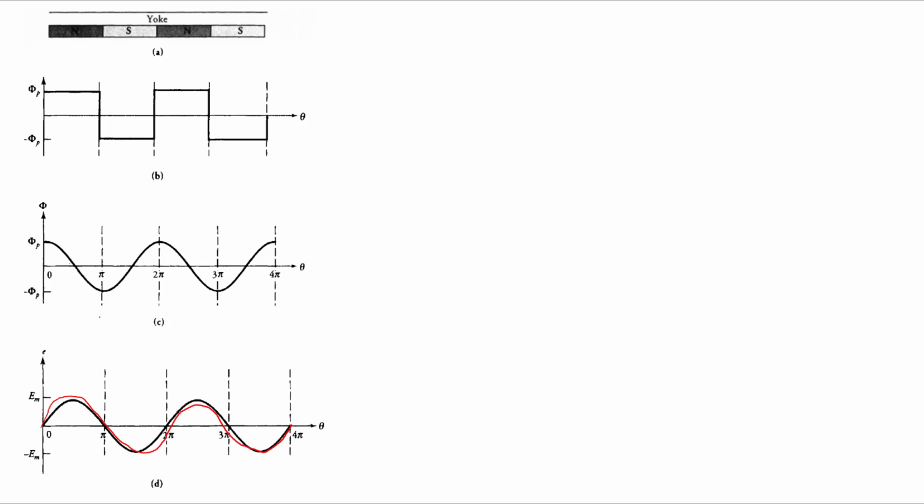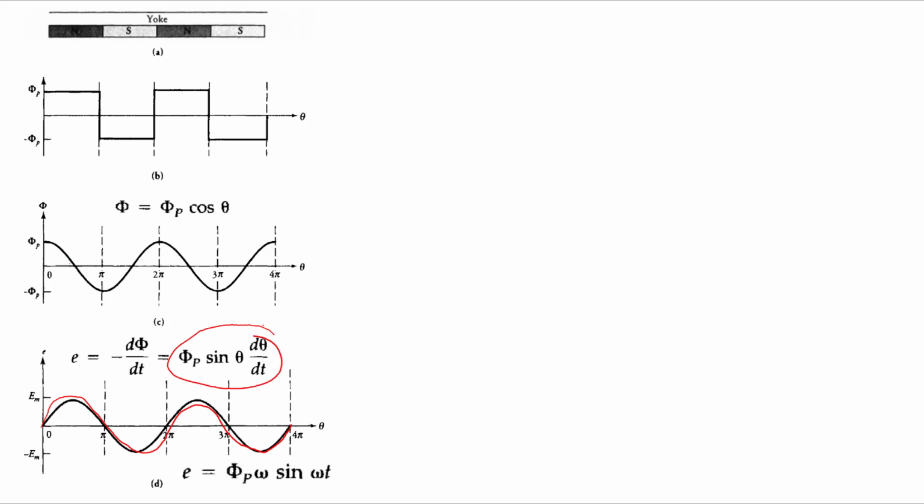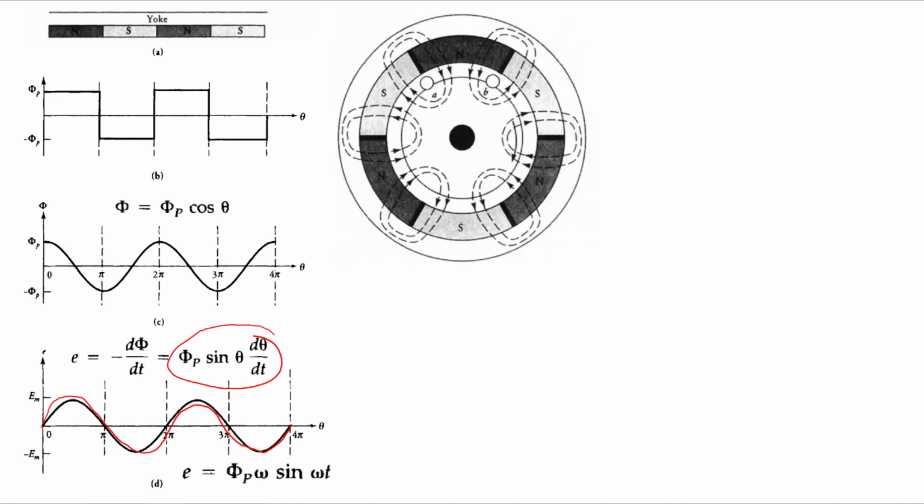EMF is lagging. EMF is lagging to the flux, right? So remember this, it is useful. So now this is your flux, this is your EMF. And we are getting the EMF in this form, that is phi p sin theta, d theta by dt. And when you substitute theta with omega t, omega is the electrical speed of the rotor, then we'll find phi p omega sin omega t.